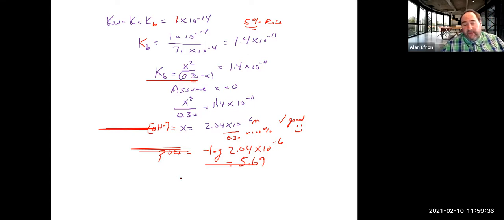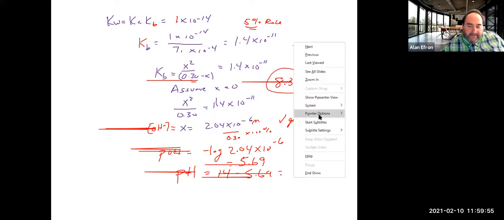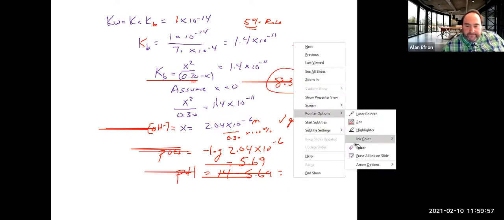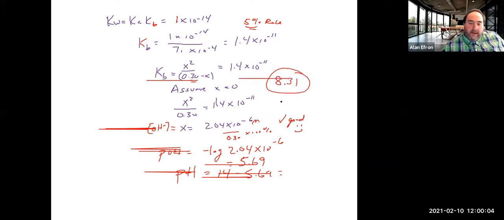So we do need to subtract from our 14 there to get to our pH value there, and we end up with 8.31 as our pH value. And that 8.31 is a basic pH for sure. And it does make sense based on what we're talking about there. Any questions on that there?